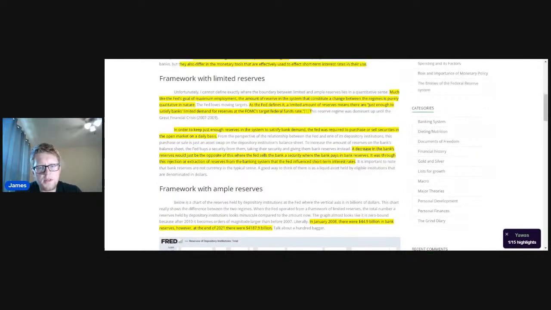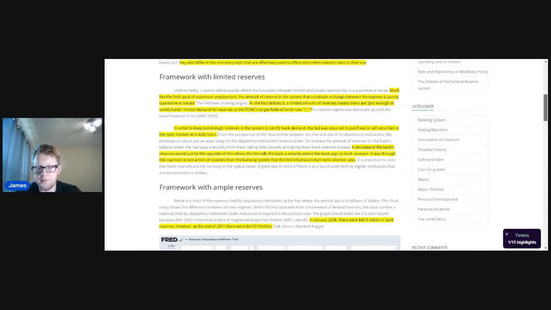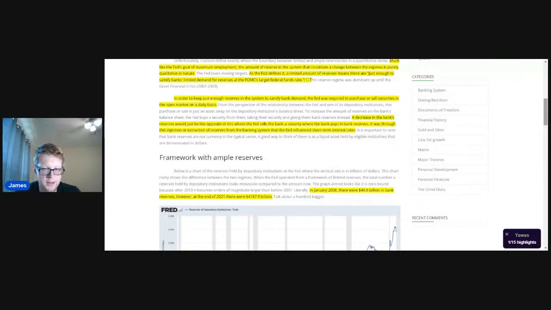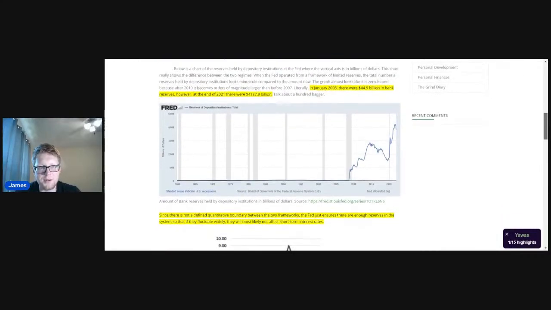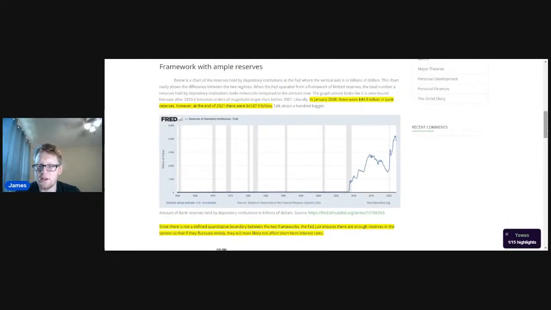But what the Fed would do is trade securities with banks, or depository institutions, I should say, on the open market on a daily basis. That's why the FOMC has a trading desk, or at least one reason why. And so, yeah, that's pretty much it for limited reserves. That's pretty much all there is to it, at least from what I've found so far.